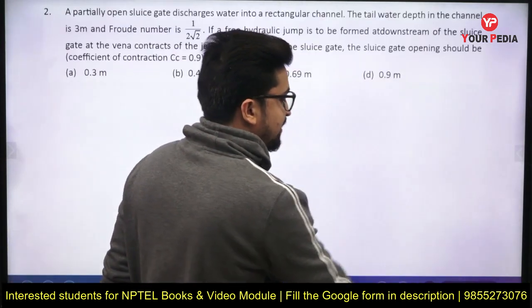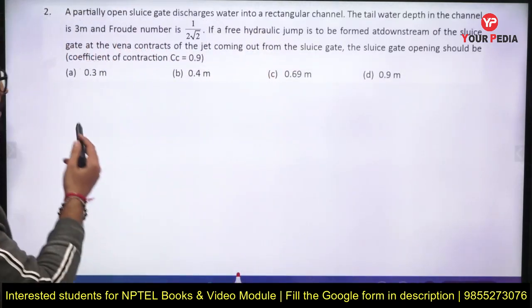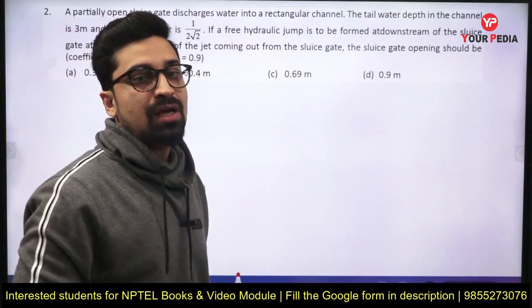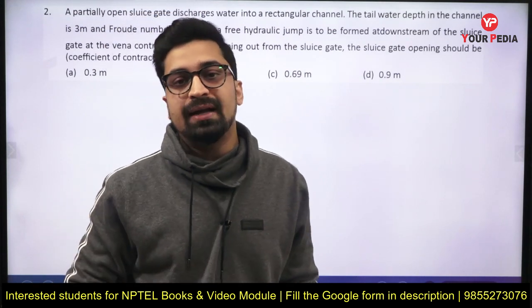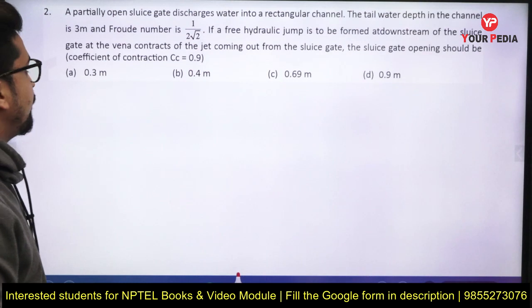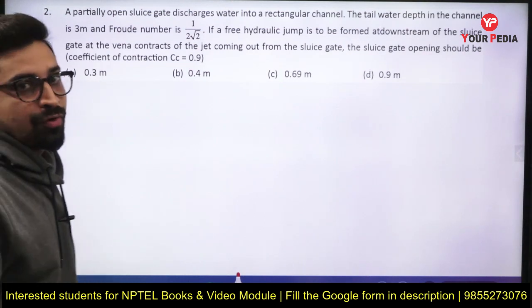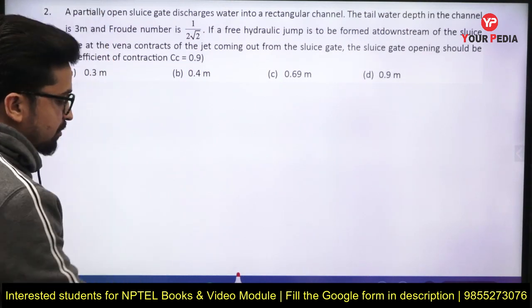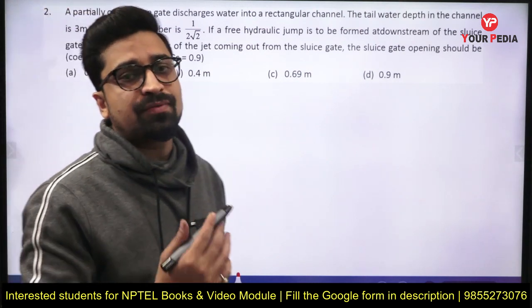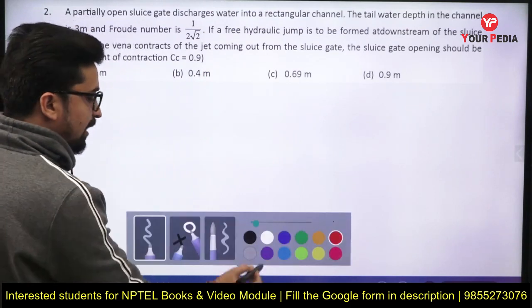Here in question number 2, they have told you that a partially open sluice gate discharges water into a rectangular channel. So a rectangular channel is given to you and a sluice gate is on the channel. Tailwater depth is given as 3 meter and Froude number is 1 upon 2 root 2. They have told you that a hydraulic jump is occurring at the downstream of the sluice gate. So let us draw a channel.